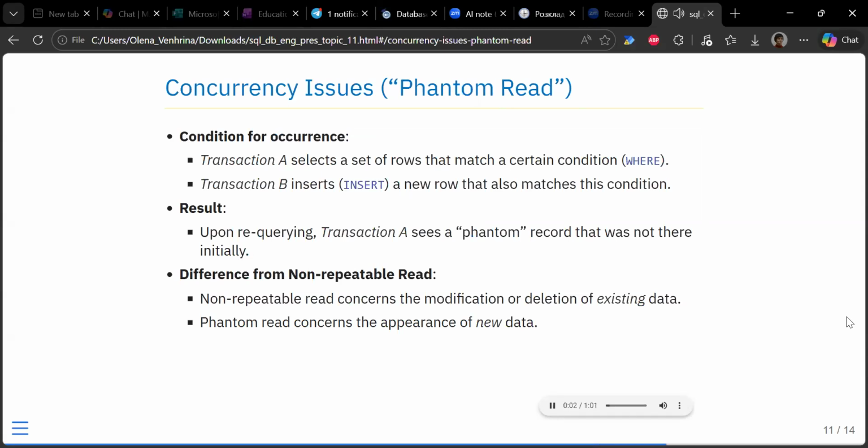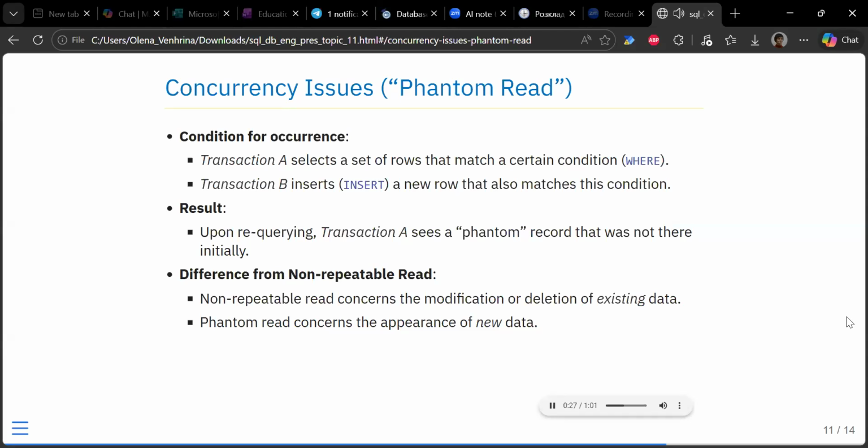The third classic problem is the phantom read. It is often confused with the previous one, so it's important to understand the difference. The situation is as follows. Transaction A executes a query to select a range of data. For example, show all users with a balance greater than 1,000 UAH. Let's say it finds 5 such records.